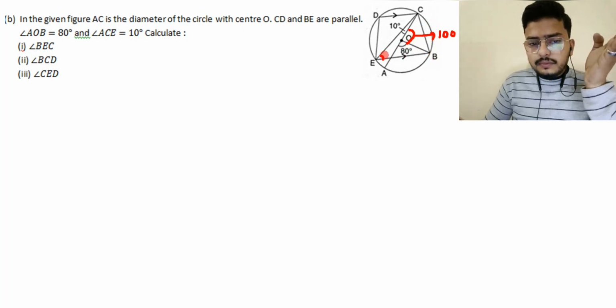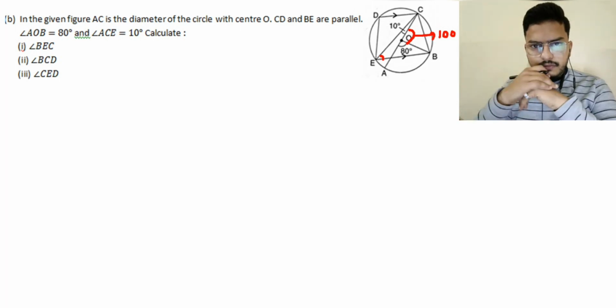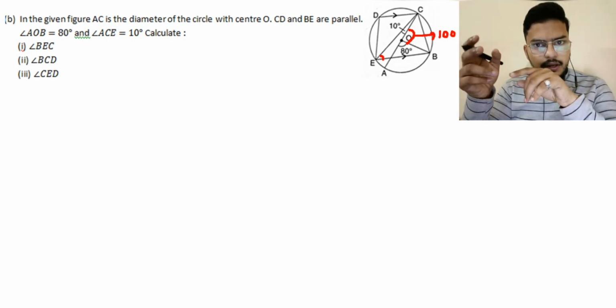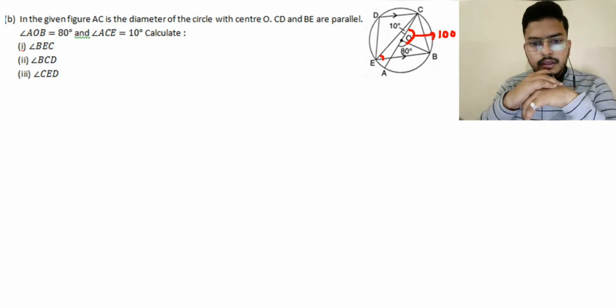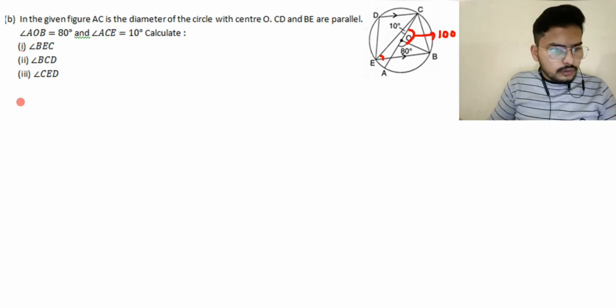So this angle BEC must be half of this center angle. We know the theorem, na? Angles made with the same segment, right? And at that time the center angle must be double the angle at the remaining part of the circle, right? So here clearly you can see that BOC, the segment is BC, right?